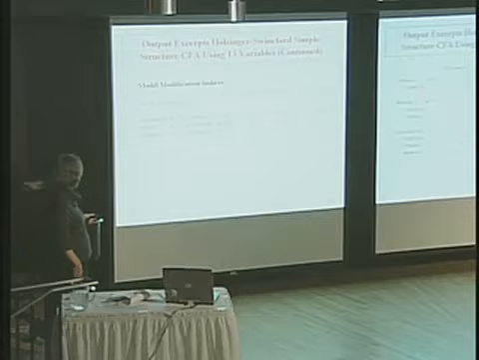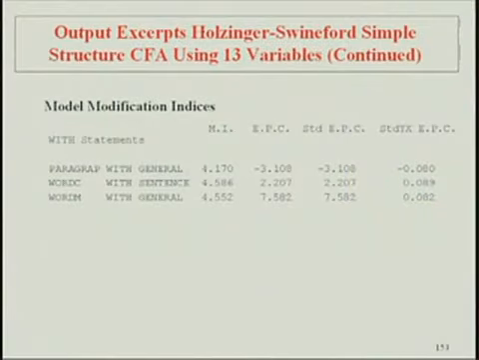One other thing to point out, if you added paragraph with general and asked for modification indices, you would obtain different modification indices for the other two with statements, because it's what would happen if you only freed that parameter. So once you have a different model, then freeing word C with sentence might get a different modification index when you have paragraph with general freed.